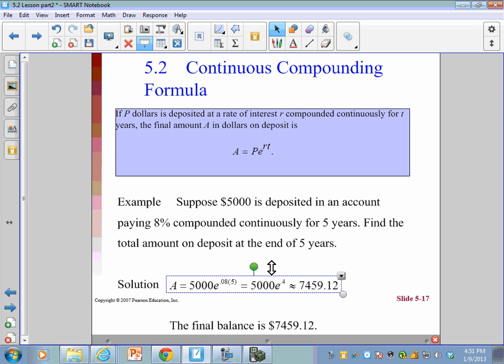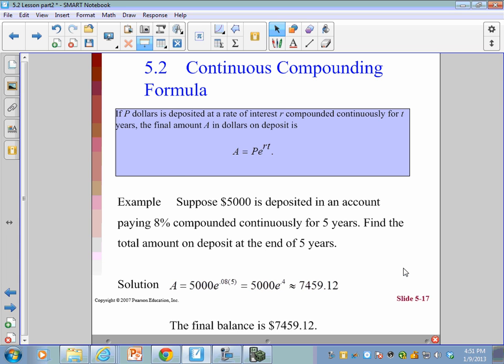And banks actually used to do that. They used to compound interest continuously instead of only once a quarter or once a year. They may still in some cases, but not too often. So this is the calculation for how to do that.